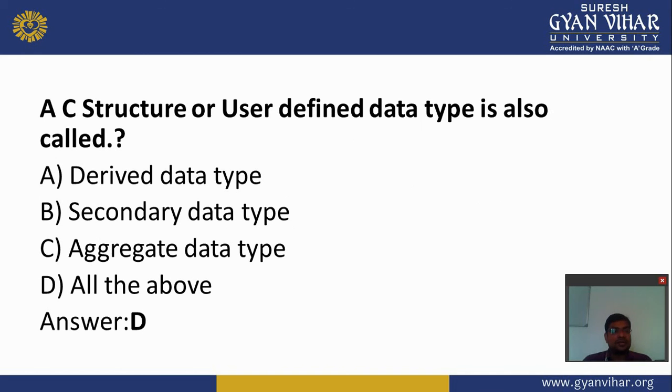The last MCQ is: a C structure, or user defined data type, is also called a derived data type, secondary data type, aggregate data type, or all of the above. So the other names of a user defined data type are derived, secondary, and aggregate also.